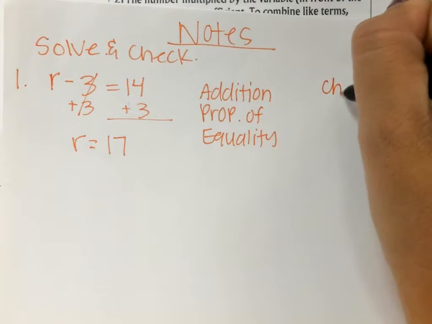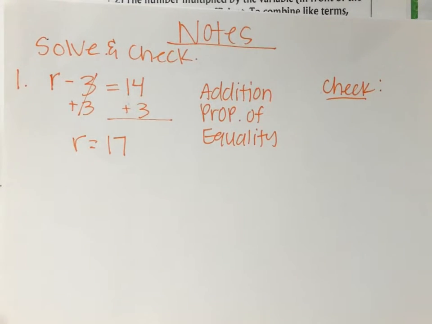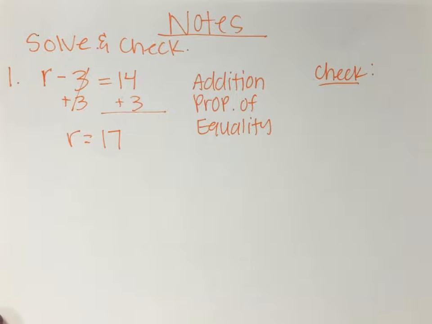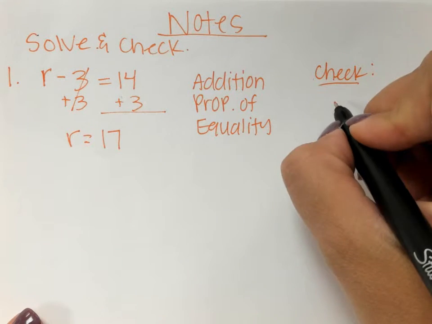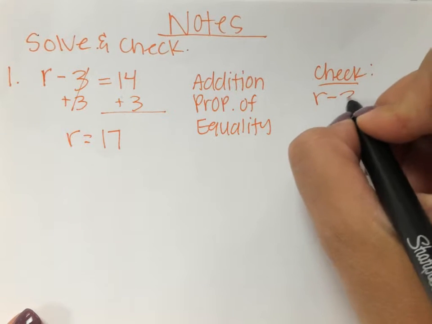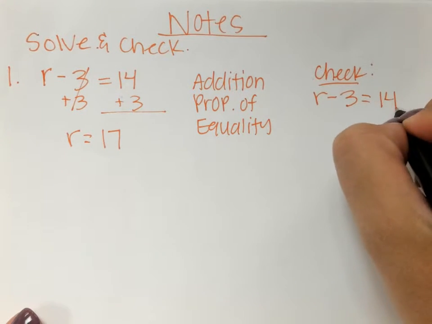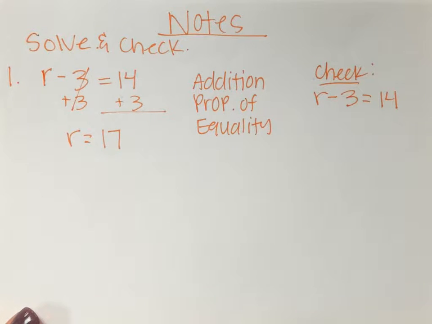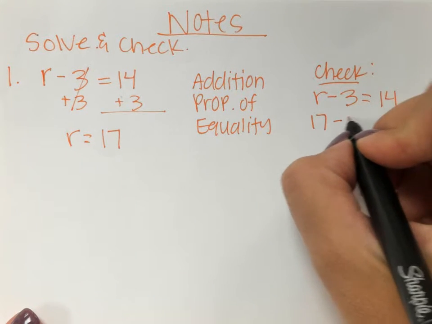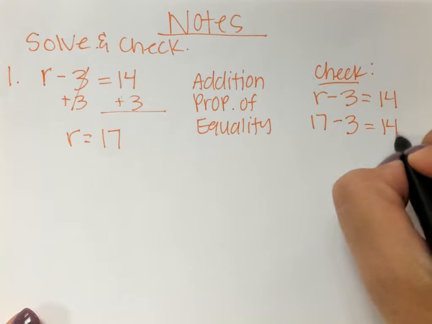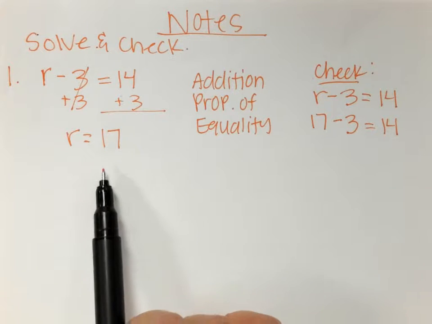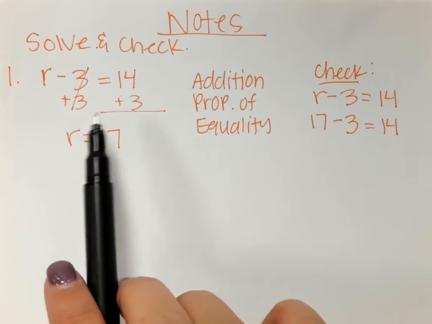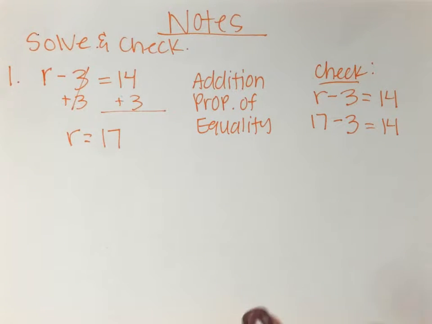So if I'm checking it, that means I'm just plugging in whatever number I found for r into r. So if I'm plugging it in, that means I'm plugging it into my original equation, which was r minus 3 equals 14. And then I'm plugging in 17 for r. So 17 minus 3 equals 14. I found out that r equals 17, so I'm trying to see if I'm right or not. So I'm just plugging in 17 for r into my original equation to see if it checks out.